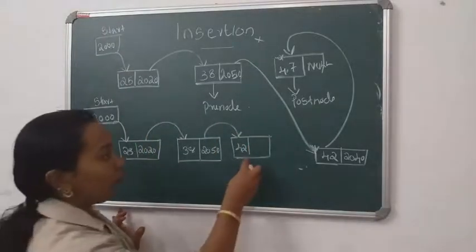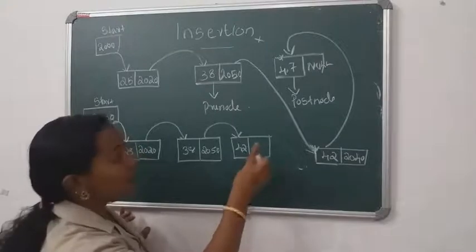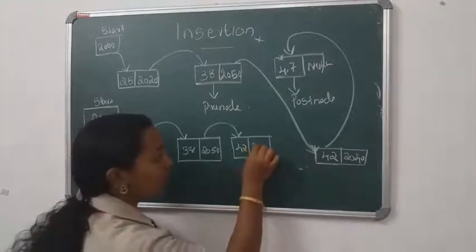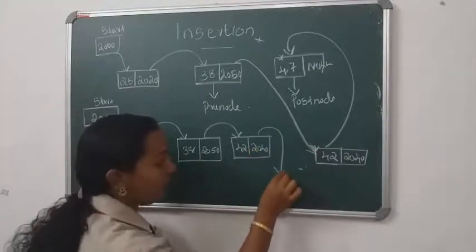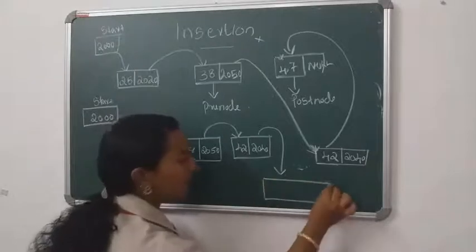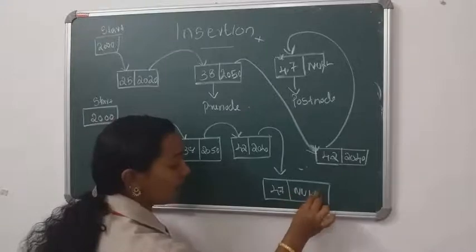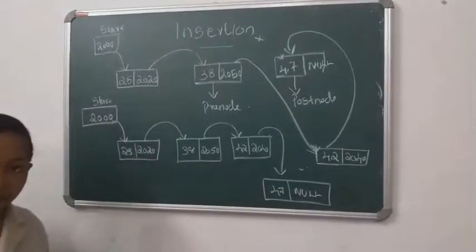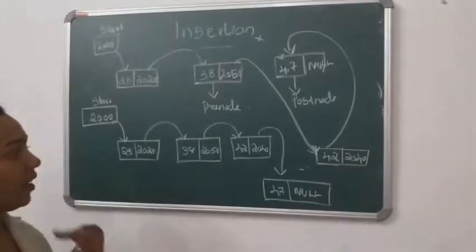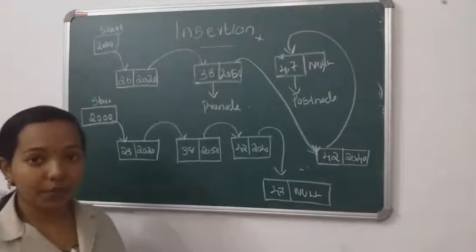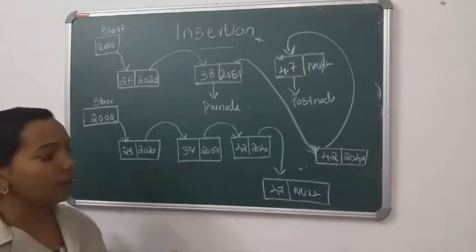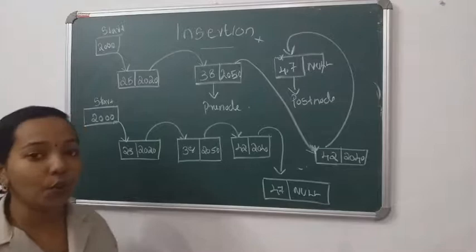And what about the memory address of the third node? 2040. Then it will point to the next node. What is our next node? 47. 47's memory address or link part is null. Okay, like this we can create a node, and also we can insert a node between two nodes.